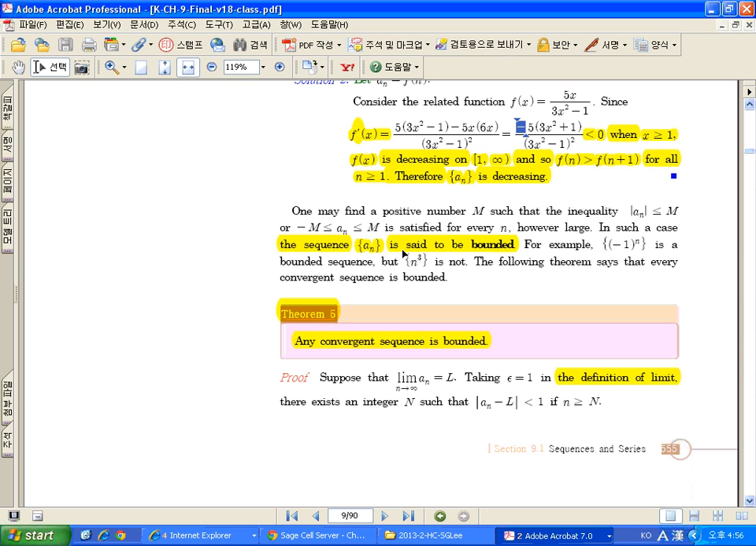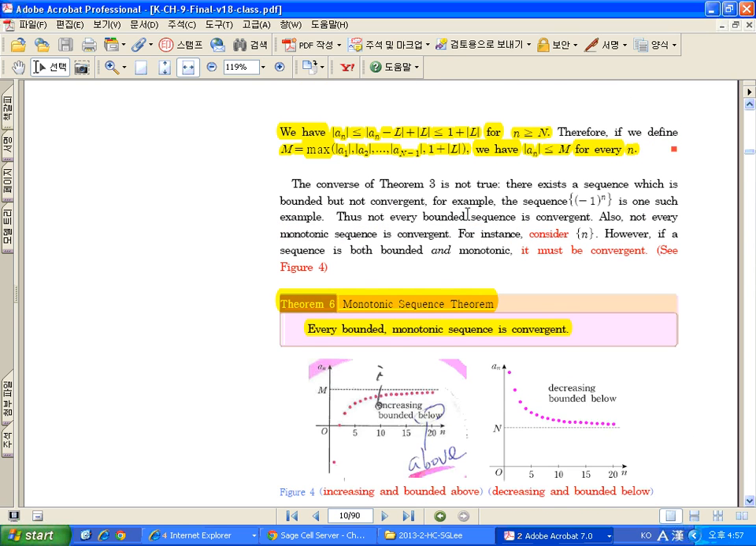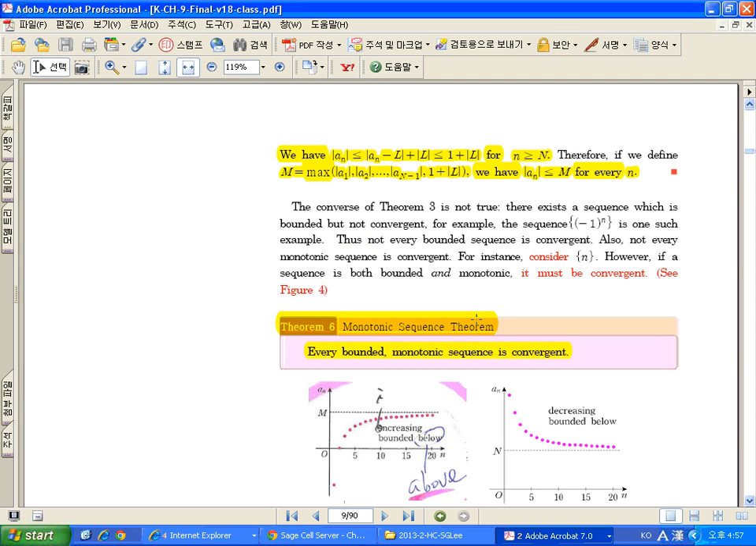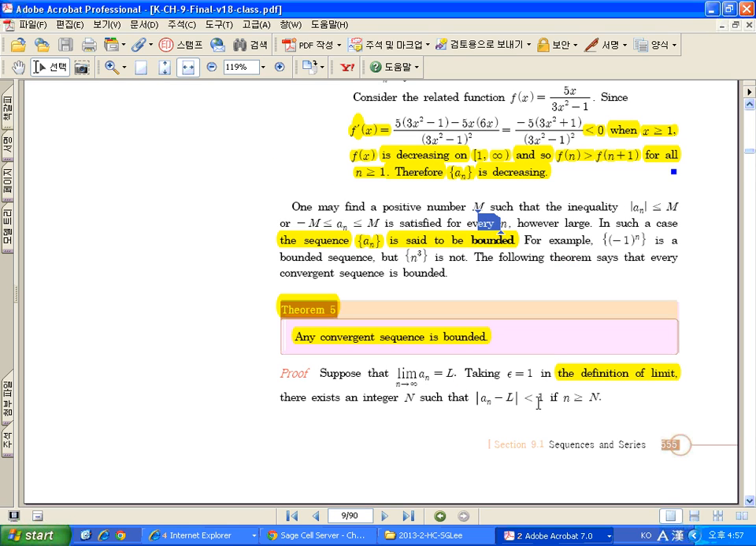A sequence is called bounded if there exists a positive number M that satisfies this for every n. This is an important theorem: any convergent sequence is bounded. So if a sequence is unbounded, then it is always divergent. Okay. We can use the definition of limit to show this simple fact.